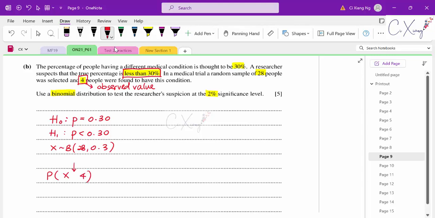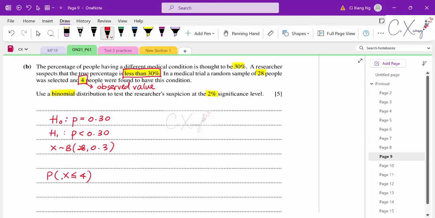So what's the sign that I should put here? Should it be smaller equal or greater equal? Okay, a simple method to decide is this: you can have a look at the alternative hypothesis. If your alternative hypothesis is smaller than, then your calculation for the p-value or the probability should be smaller equals to. Same direction as the alternative hypothesis.